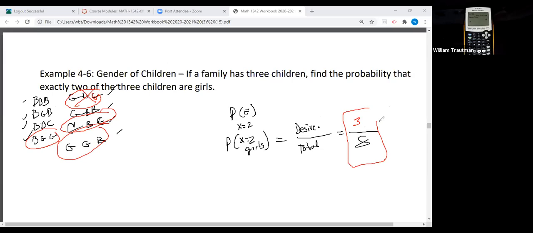There are 8 outcomes possible. Only 3 give you exactly 2 girls. Once again, desired is what we're looking for. We're looking for exactly 2 girls. That's what's desired. And 3 of them have exactly 2 girls.